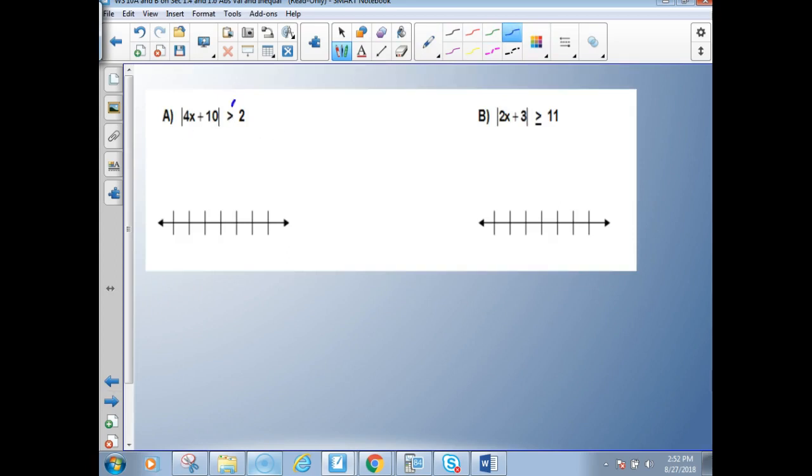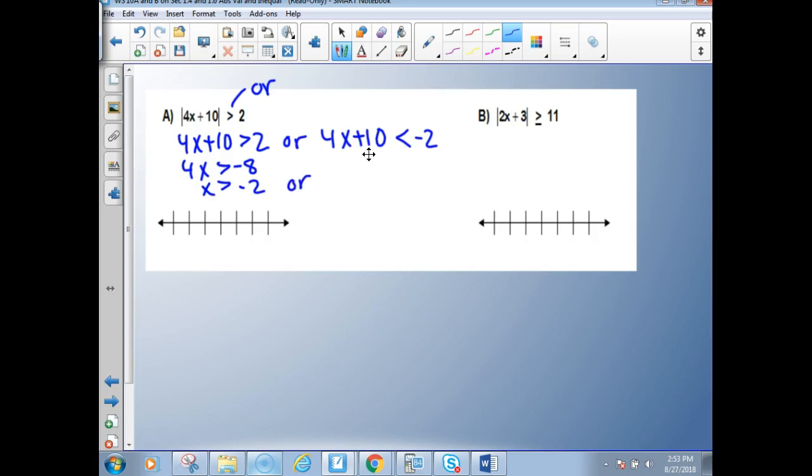So we have a greater than. That will be an or. So 4 times x plus 10 is greater than 2, or 4 times x plus 10, flip the sign, is less than -2. Subtracting 10 from both sides gives us -8. Dividing by 4 gives us x is greater than -2. Or subtracting 10, 4 times x is less than -12. Dividing by 4, x is less than -3. So greater than -2 or less than -3.